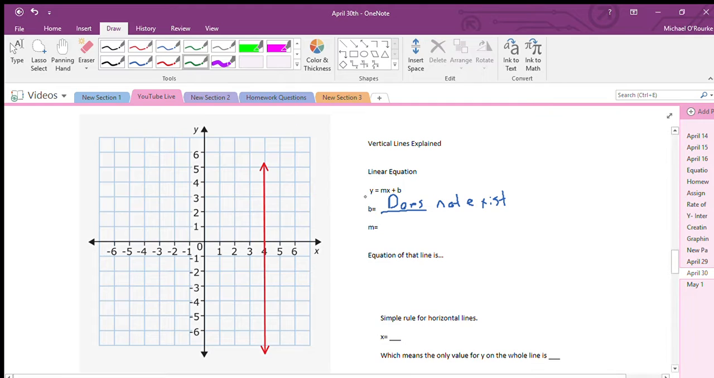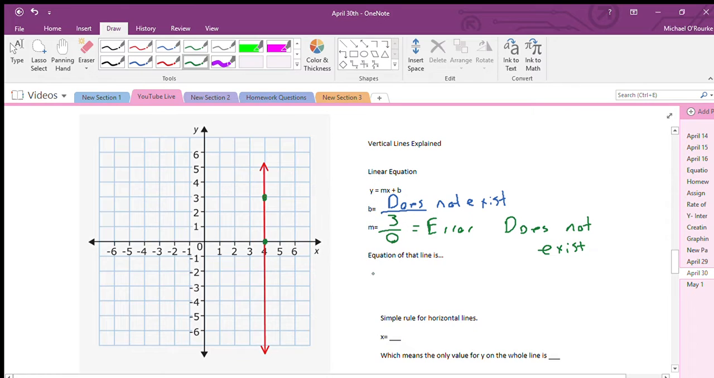And our slope, let's take a look at our slope. If we pick this point and this point, rise would be 1, 2, 3. And then our run is 0. If you write that into your calculator, 3 divided by 0, you're going to get an error. Because you can't make groups of 0. Okay? So this does not exist as well.